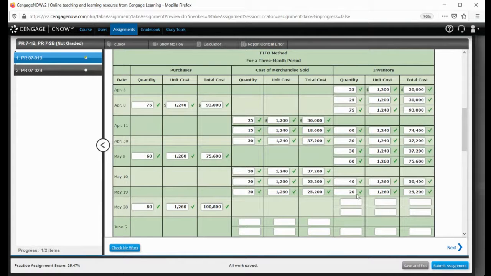Now again, I'm going to bring down the 20 units that I had at 1260. I had this left over from the last transaction, so I want to put in the amount of my ending inventory on May the 19th first, and then I'm going to swing over what I've just purchased.